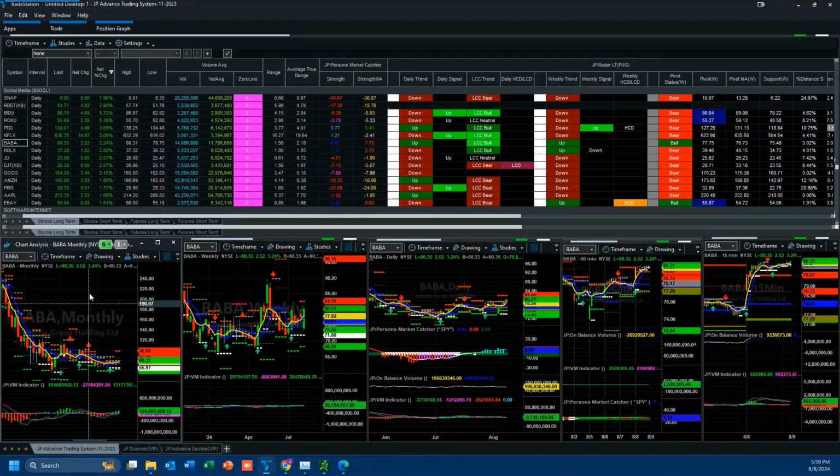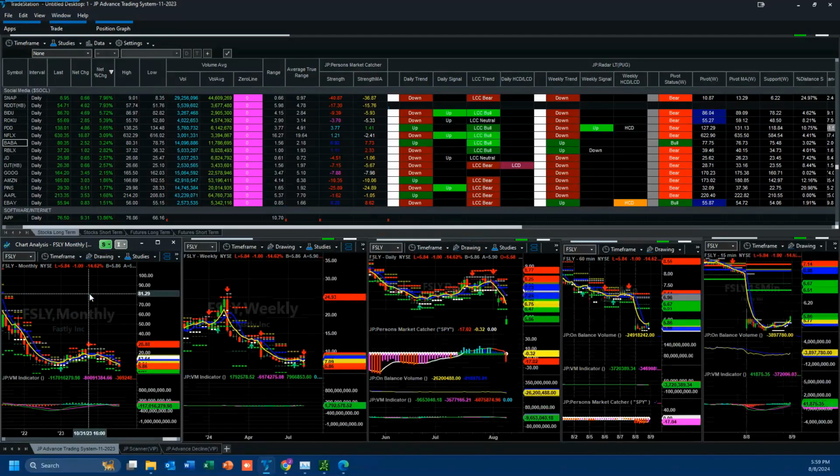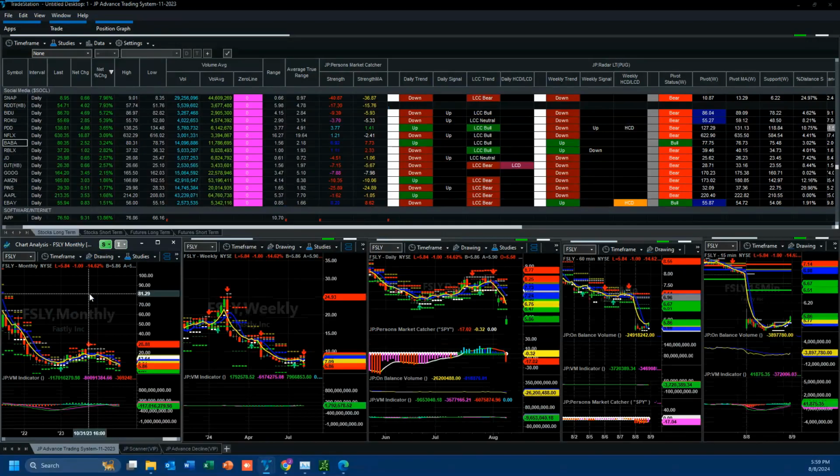Fastly, FSLY, was one that absolutely got hit. They gave poor guidance, and that poor stock was down 15% today. It was a $20 stock at the beginning of the year or higher, so just keep that in mind. So I'd like Alibaba.